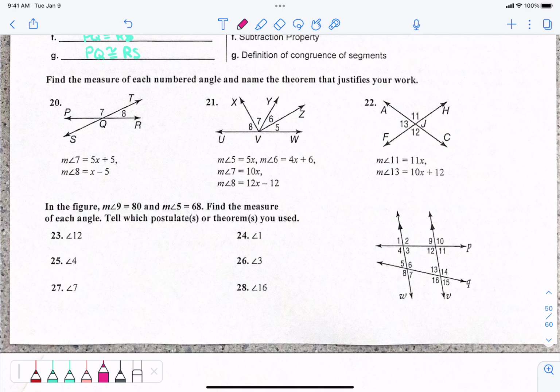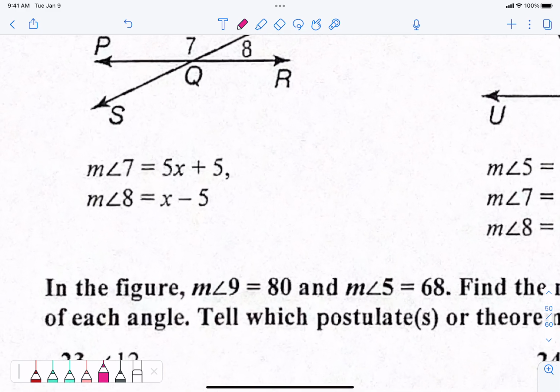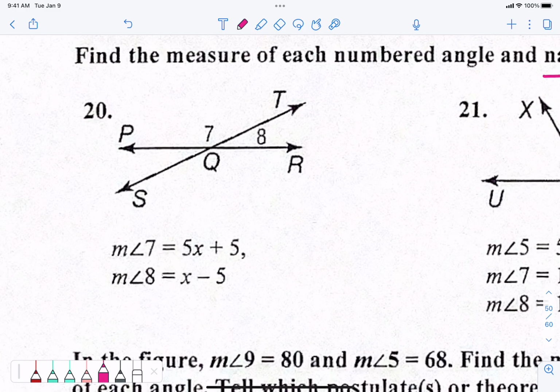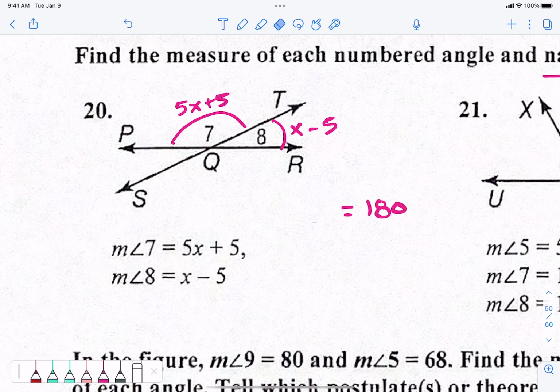We have to figure out what the measure of each is, and then name the theorem that justifies or tells us how we know that that's a thing. So angle 7 is 5x plus 5, and this one is x minus 5. Those are not equal to each other, we can clearly see that, right? But they equal 180. So if we add them together, I have 6x.